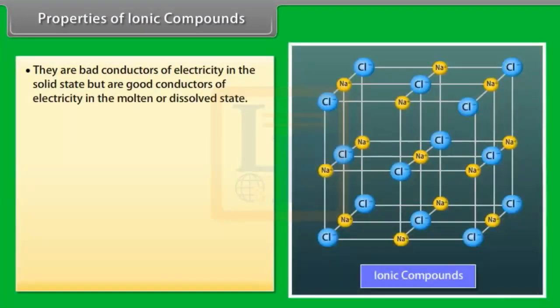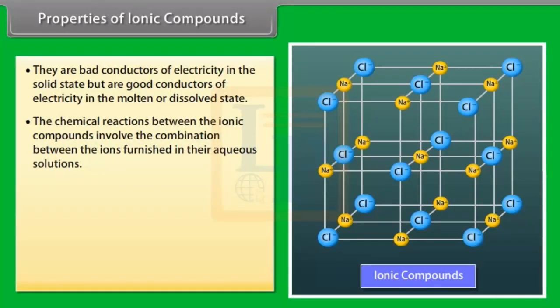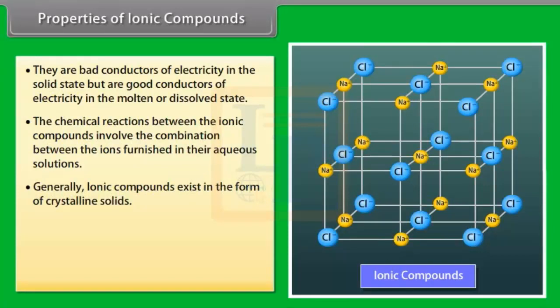Properties of ionic compounds. The common properties of ionic compounds are the following. They are bad conductors of electricity in solid state, but are good conductors of electricity in molten or dissolved state. The chemical reactions between the ionic compounds involve the combination between the ions furnished in the aqueous solutions. Such reactions are called ionic reactions. Generally, ionic compounds exist in the form of crystalline solids. They have high melting and boiling points. It is due to very strong electrostatic force of attraction between oppositely charged ions.